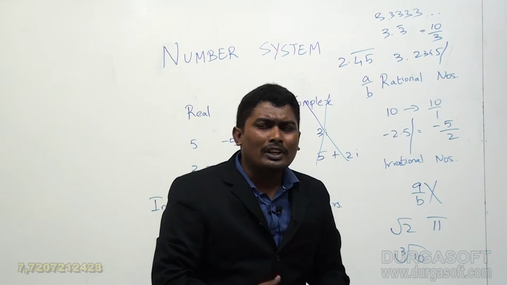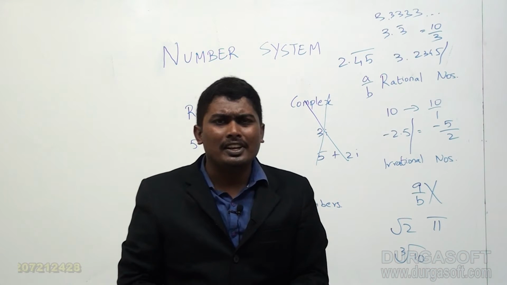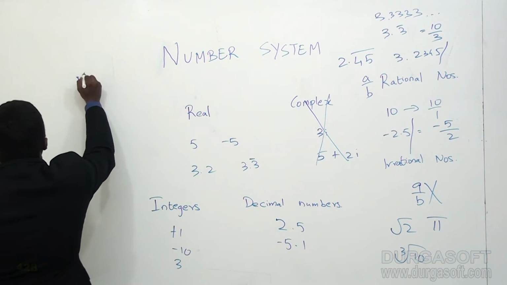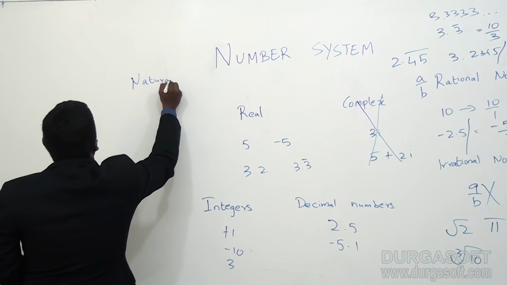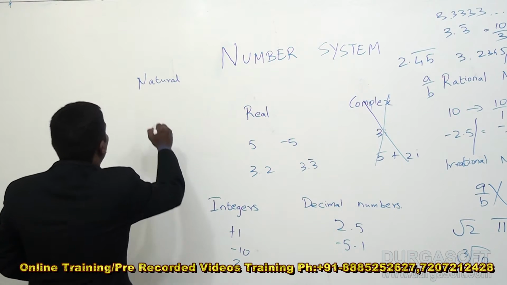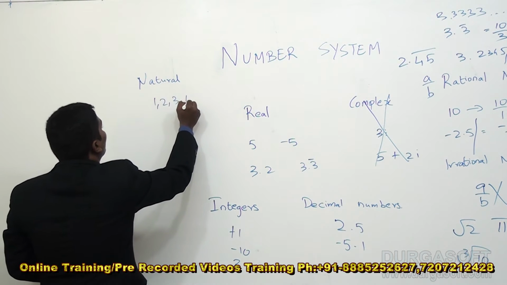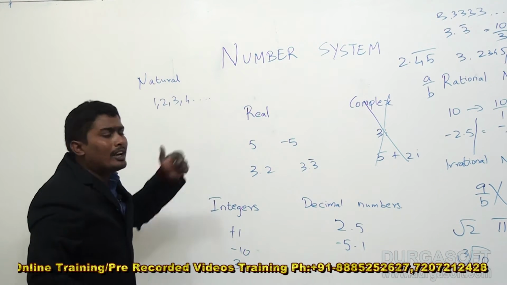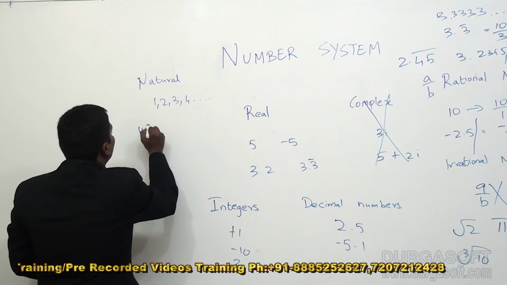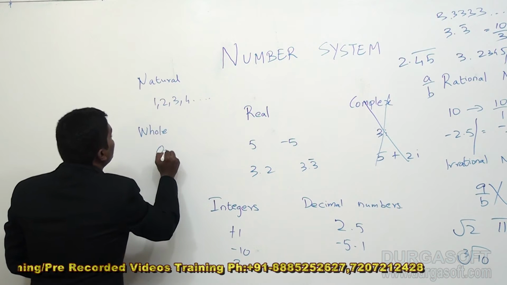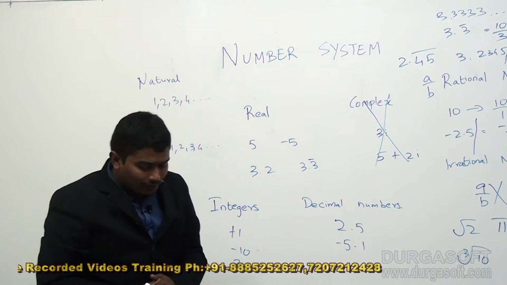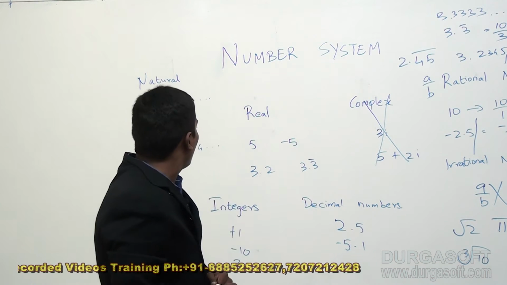Now apart from this, what other classifications are there? The other classifications are quite simple. We can say that there will be natural numbers. Natural numbers are positive numbers starting from 1. So 1, 2, 3, 4 and so on. N number of numbers, I can call them natural numbers. Then whole numbers. Whole numbers are 0, 1, 2, 3, 4 and so on. So the whole numbers will start from 0, the natural numbers will start from 1.